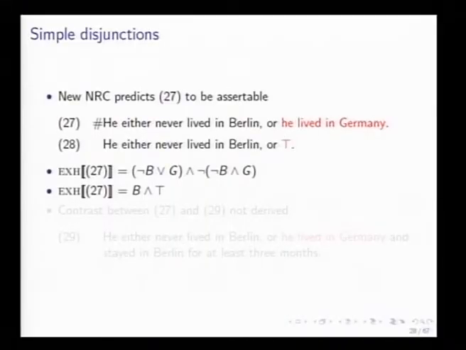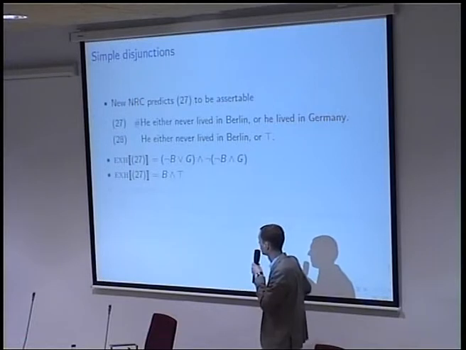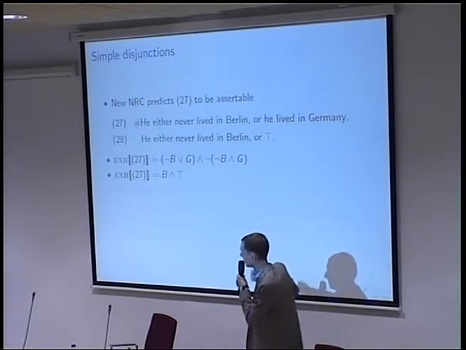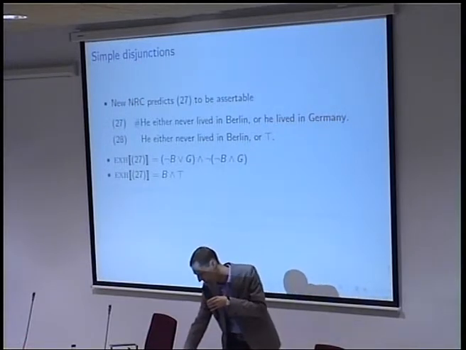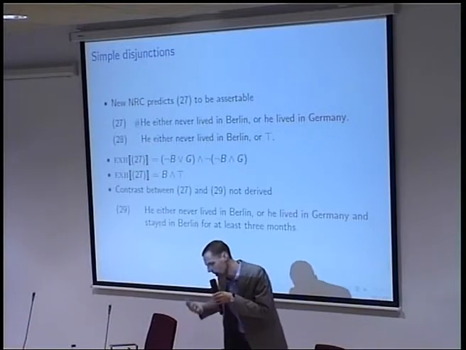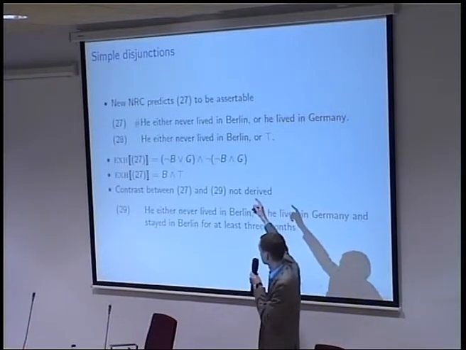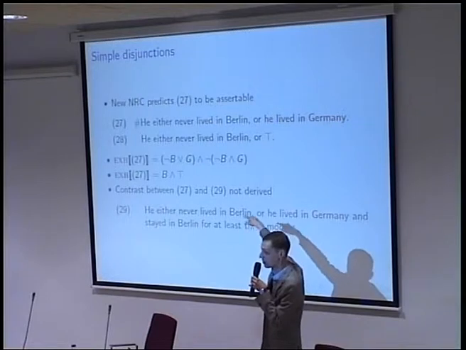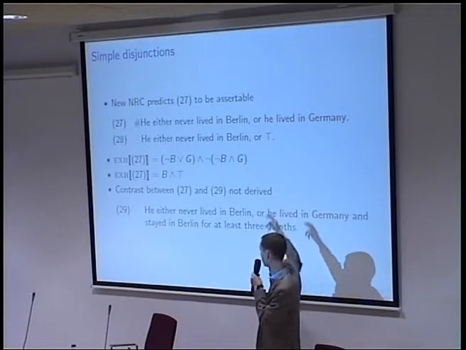But the exhaustification of 28 will end up saying that he lived in Berlin and the tautology holds. So the exhaustifications are different. And from that, it follows that we do not predict the contrast between 27 and 29. Both are assertable for us.